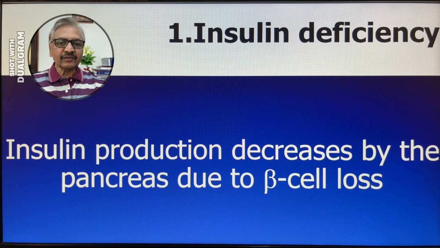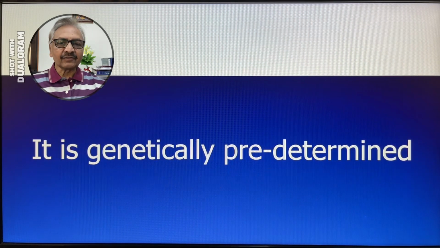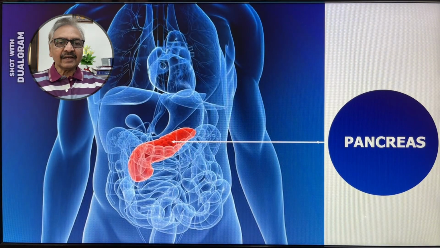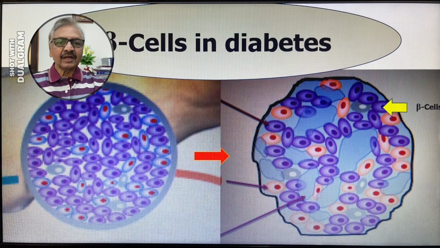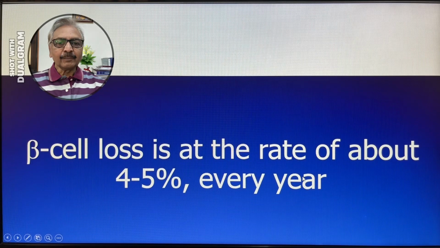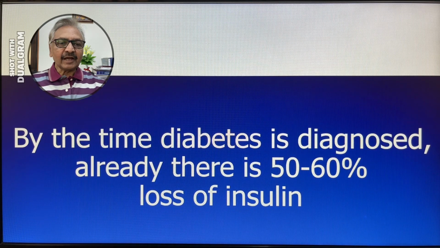Insulin production decreases by the pancreas due to beta cell loss. It is genetically predetermined. Here is the pancreas in the abdomen which produces insulin, and these are the beta cells in a healthy person, and these are the beta cells in a diabetes patient. Observe how they are decreased. Beta cell loss is at the rate of about 4 to 5% every year. By the time diabetes is diagnosed, already there is 50 to 60% loss of insulin.